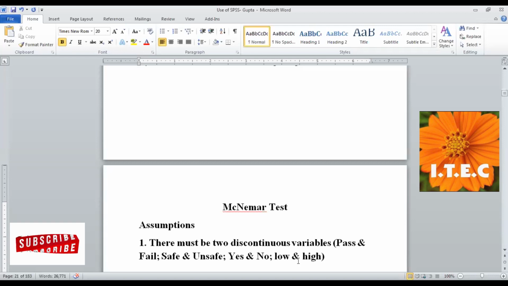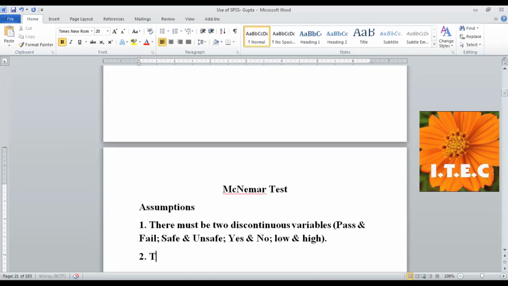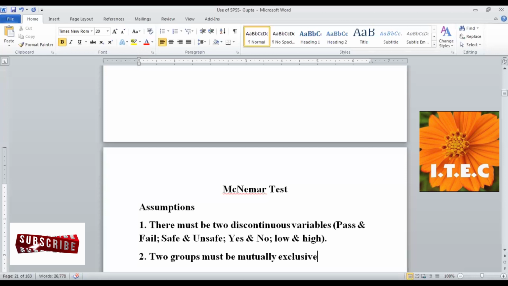So there should be two dichotomous variables. When I say variables, pass and fail, these are two categories of the variable. Another is that the two groups must be mutually exclusive. What is the meaning? The meaning is either you belong to the pass group or you belong to the fail group. The same person cannot belong to both the groups. That is the meaning of mutually exclusive. So that is another important assumption.